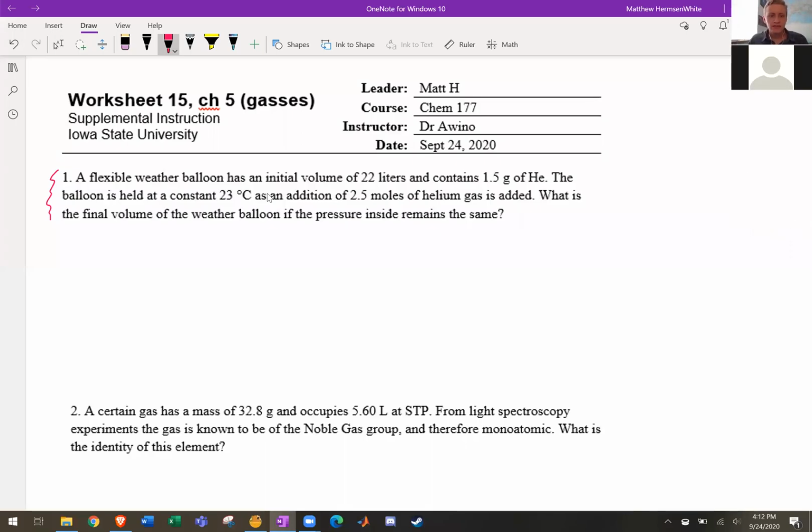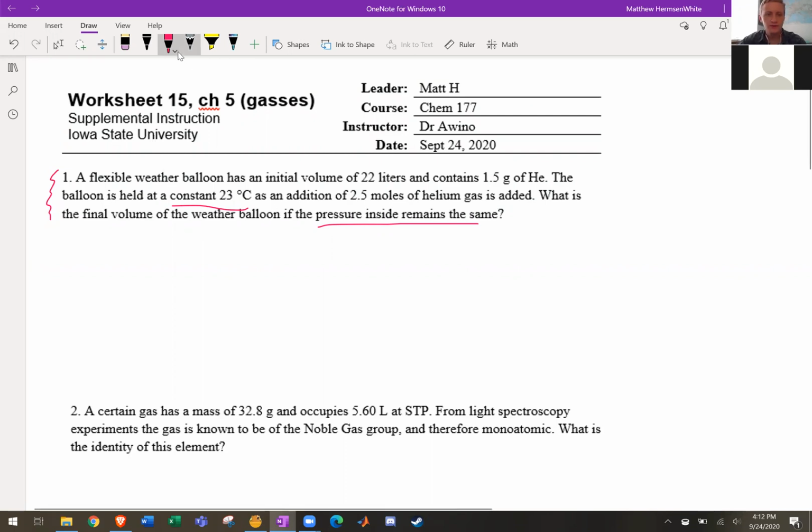The balloon is held at a constant 23 degrees, so a constant temperature, as an addition of 2.5 moles of helium gas is added. What is the final volume of the weathered balloon if the pressure inside remains the same? So I'll give you a minute to just kind of think through this.